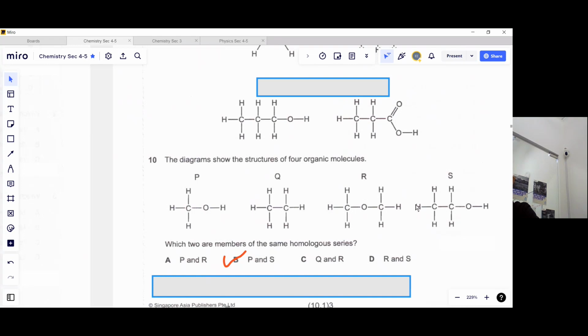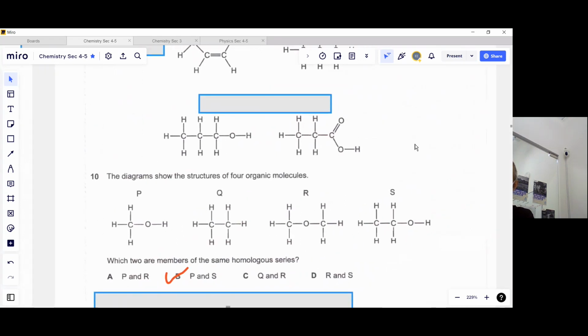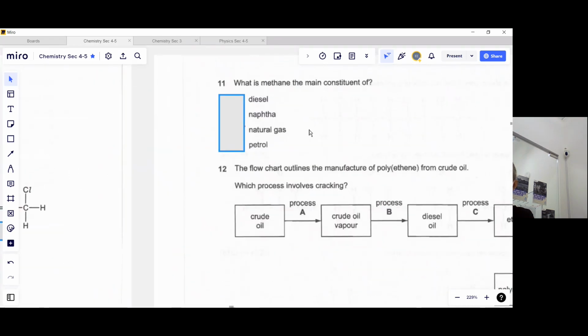Charlotte, what series are they under? I don't know, I just see they have this OH. Okay, so the OH tells you that they are from? Hydroxyl. Yeah, they contain the hydroxyl group. Basically, they are called alcohols. Okay, alcohols, P and S are alcohols. Next one.